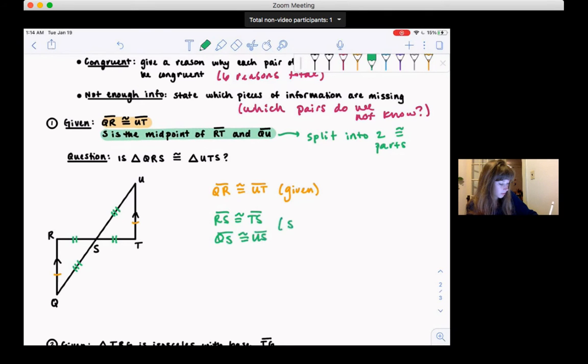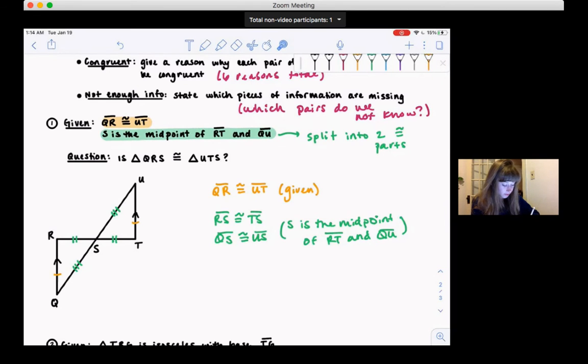And our reason for that is that S is the midpoint of RT and QU. So I got 2 pairs from the same reason there. That's okay, because there's really 2 reasons embedded in this: S is the midpoint of RT, S is the midpoint of QU. All right, let's see what else we know. So we've got all the sides.